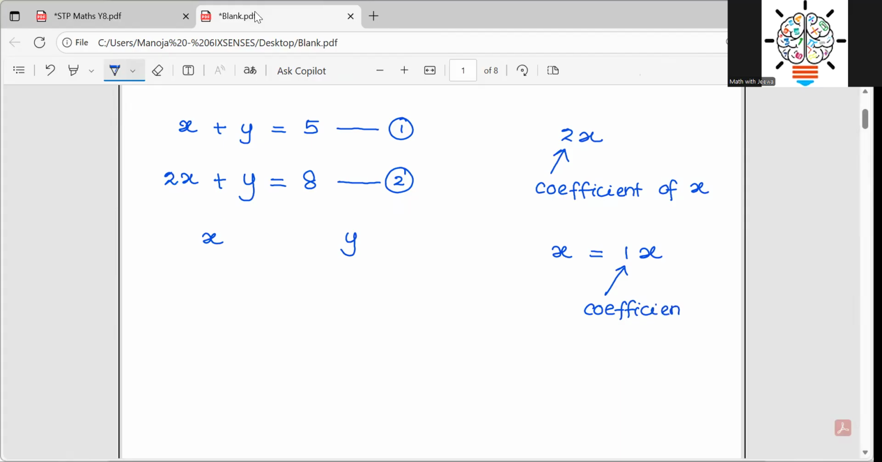1 is the coefficient. Now you just tell me, what are the coefficients of x, letter x? 1 and 2. What are the coefficients of letter y? 1 and 1. Why? Because we know when you have just letter y, it is 1y. So then the coefficient is 1. If you just have x, we know it is 1x. The coefficient is 1. And if it is 2x, it's easier, no?